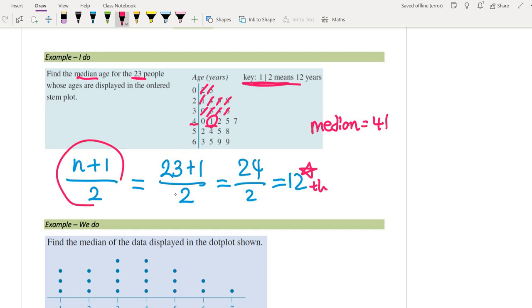So again, using this formula will give you the position. That is really important. A lot of mistakes are made thinking, well, I got 12 using this formula, that's my median. It's not, it's the position of the median in your data set.